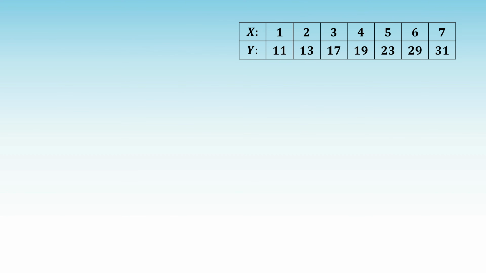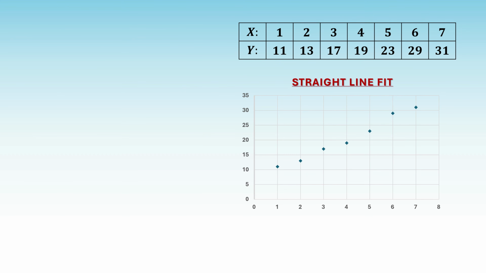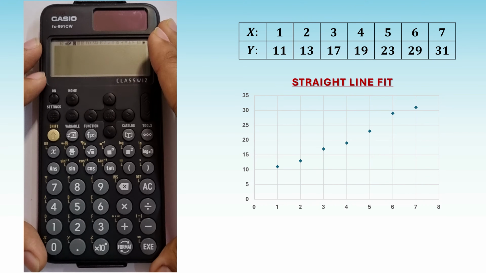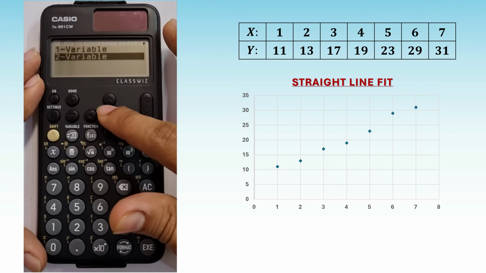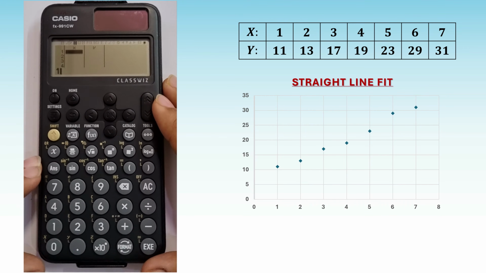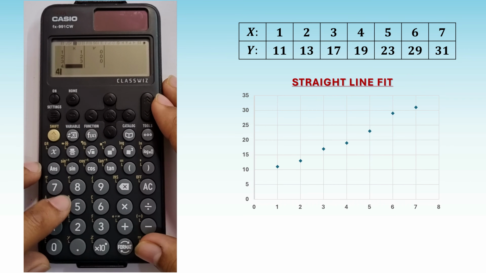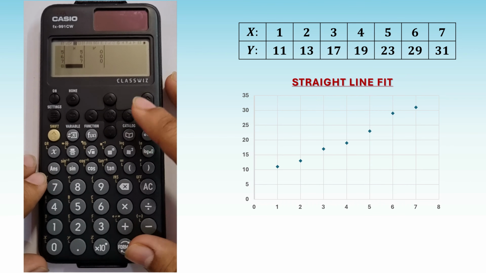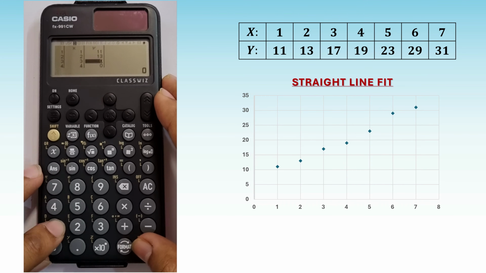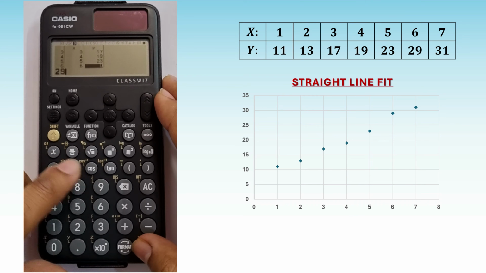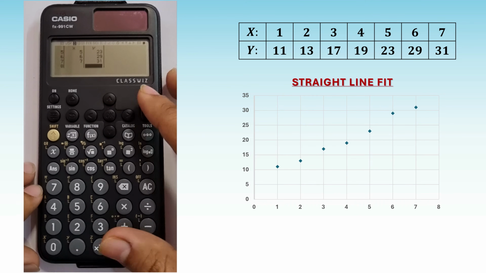Suppose this is the data given to us and we need to fit a straight line to it. Let us see how we can do this using our Casio calculator. Press home button and then go to statistics, choose two variable and enter the data. Press OK after entering the data.